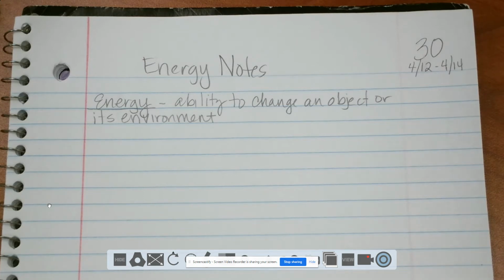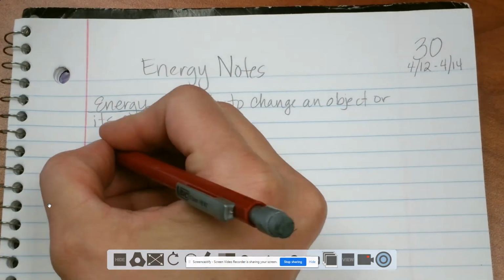And you have to think that energy is used to change something. An object can be changed or its environment can be changed, and it can be done through several types of energy. So remember that forms of energy sheet that you guys annotated. You want to keep that handy because those are all the different forms of energy that objects can come in contact with.